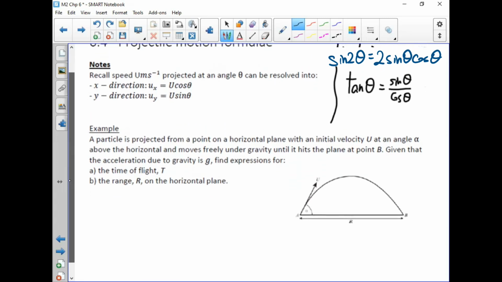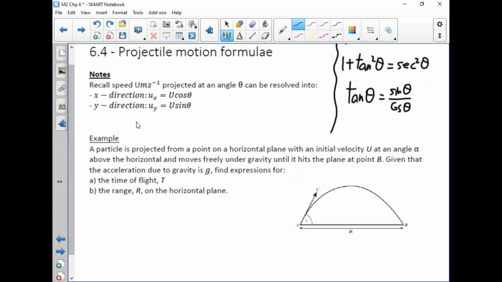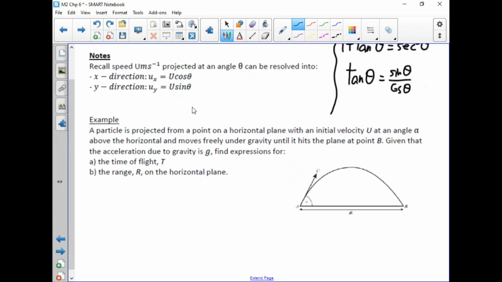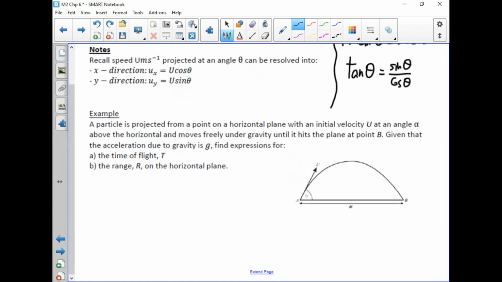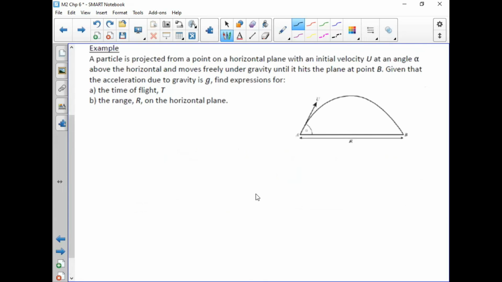Right, so as I said before, when the speed is given with a direction, we first resolve the velocity into u cos theta and u sine theta, in x and y. That will be included in our double SUVAT. So for example, a particle is projected from a point on a horizontal plane with initial velocity u at an angle alpha. Given the acceleration due to gravity is g, find an expression for the time of flight t. So we want to go from point A to point B.